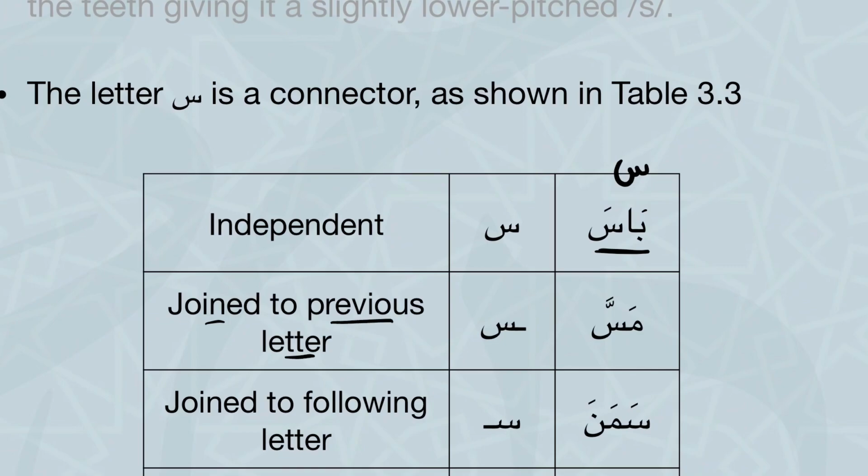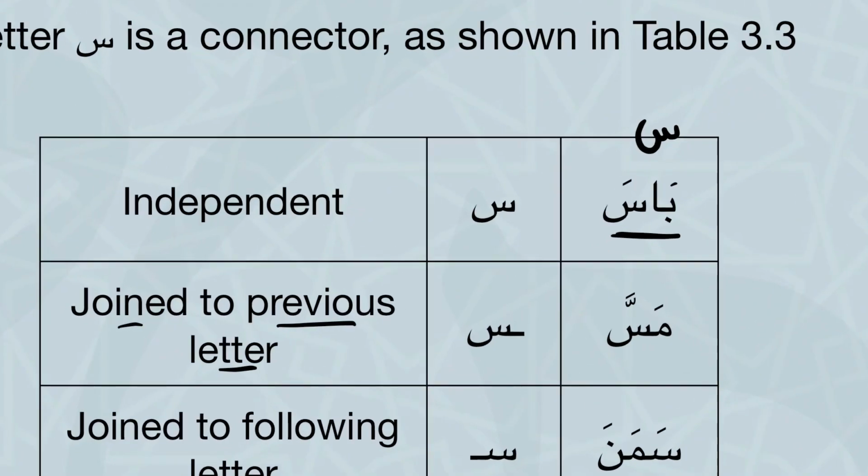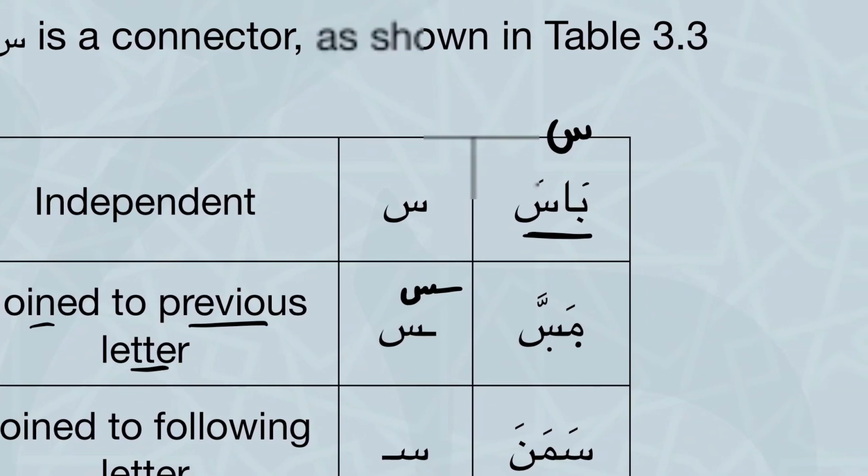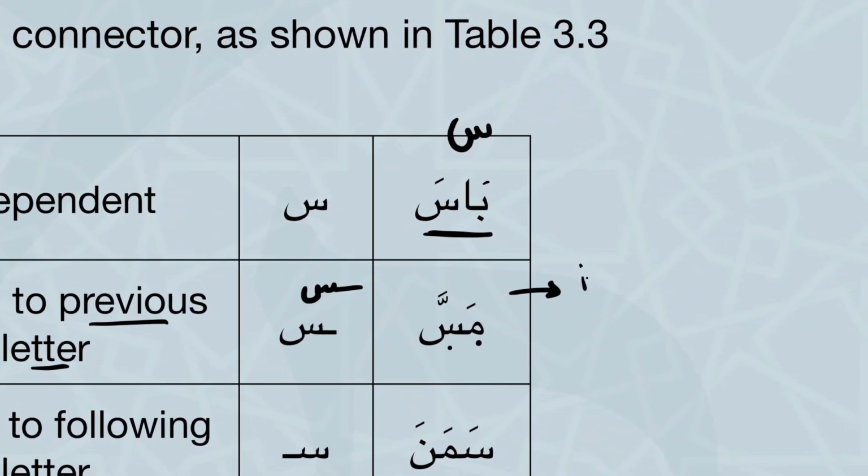Joined to the previous letter, whatever you're writing and it's final, you would go like, oop, 1, 2, 3. I would pronounce this as meem fatha, and the s has a shadda fatha, so it's massa, massa, massa. And this means to come in contact with something, in physical contact.